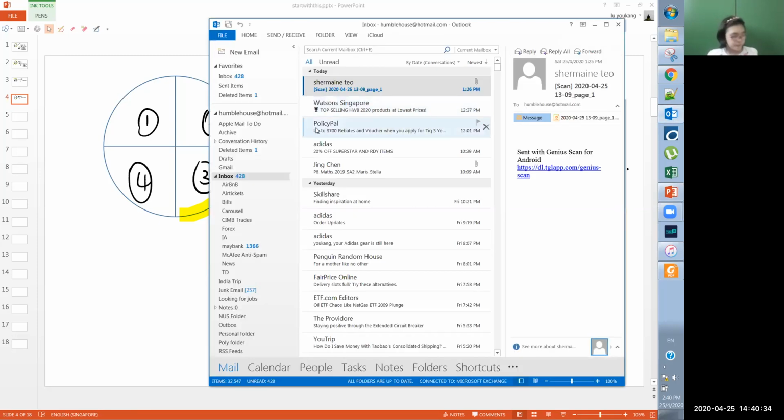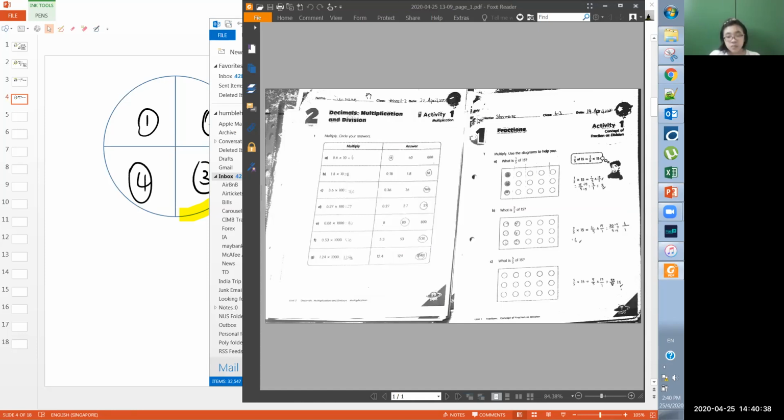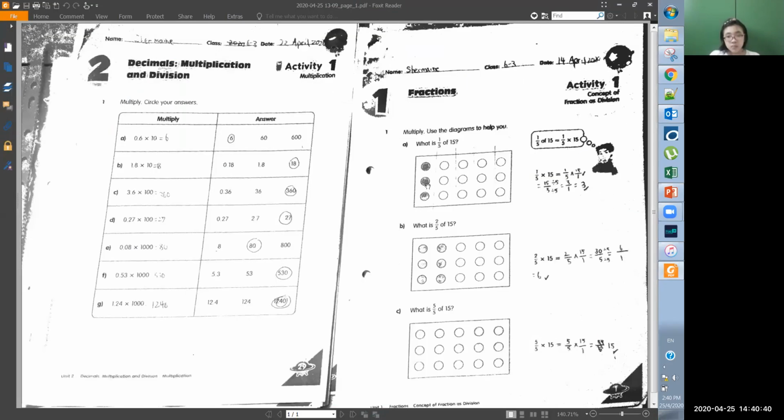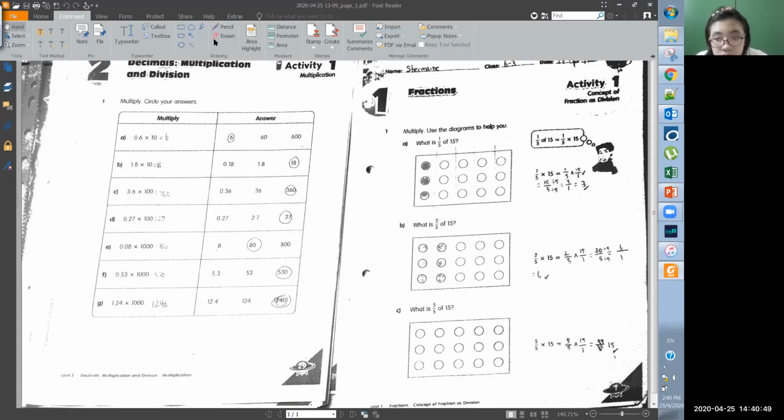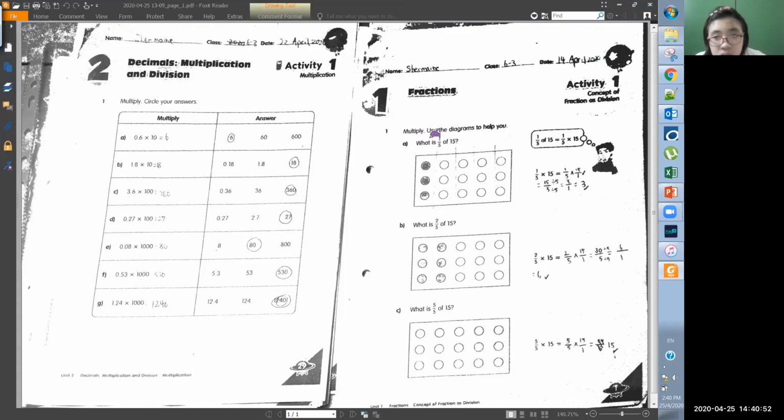Email. This is the one. Can you see the screen now? Okay. Now let's look at your fundamental math. So it says multiply. That one we already finished. Fractions we finished. So I just want to check your work. Okay. So here it says what?